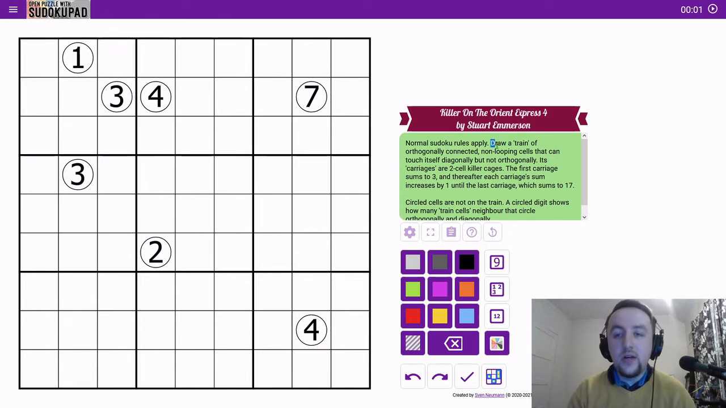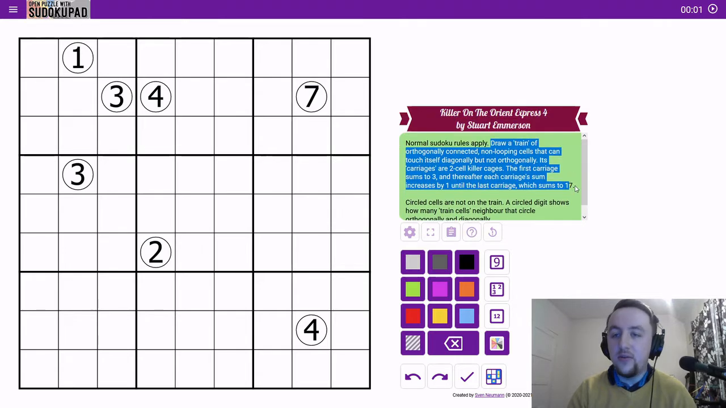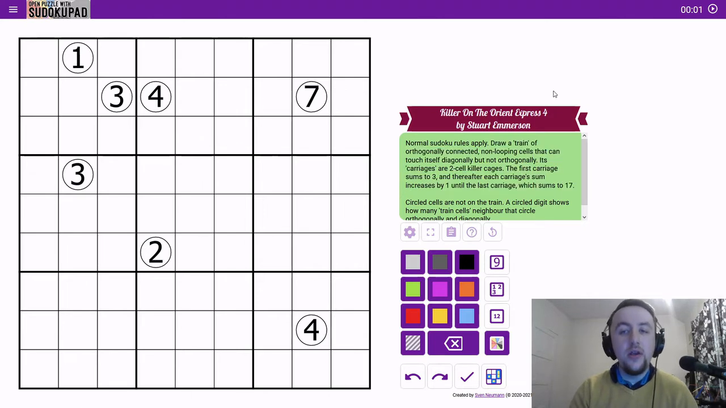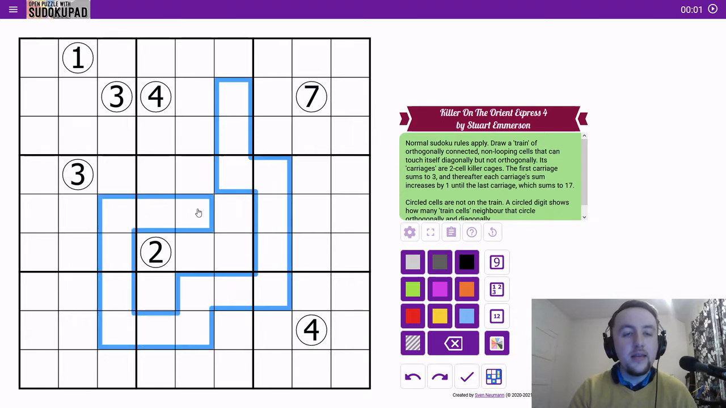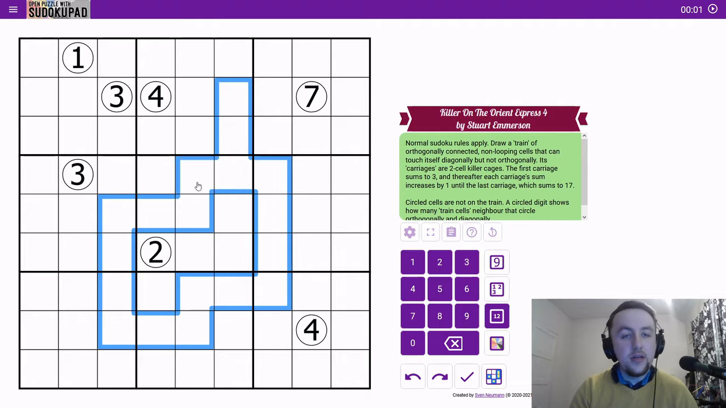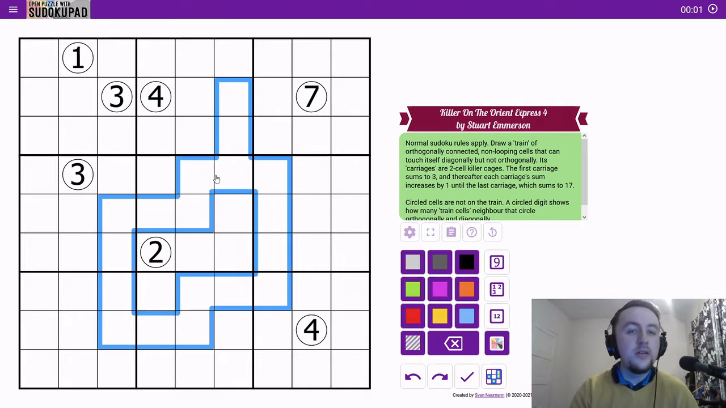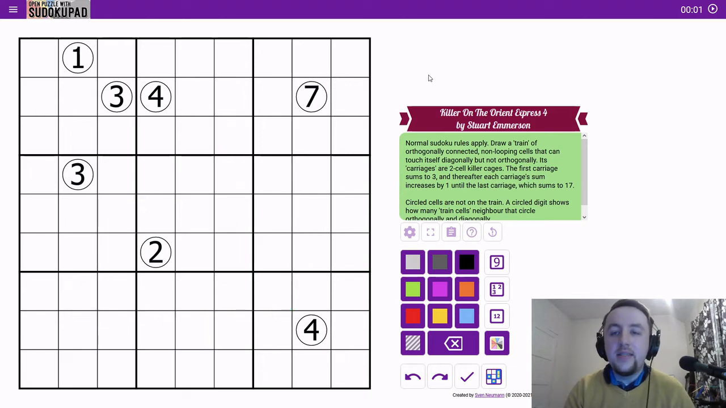Right, here we go. Draw a train. That's not very good highlighting. Draw a train of orthogonally connected non-looping cells that can touch itself diagonally but not orthogonally. So if you've ever done a kind of snake puzzle before, you'll know what I mean by this. It can touch like that at a diagonal, with the corners touching, but it cannot touch like that with an orthogonal edge touching. And yes, so it's a fairly standard snake, if you like, in that sense.